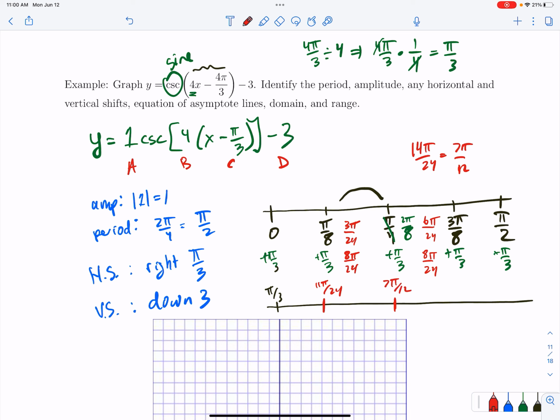Okay, 3 pi over 8 plus pi over 3, well, that's 9 pi over 24. 3 times 8 is 24, so that's 8 pi. 9 plus 8 is 17 pi over 24.